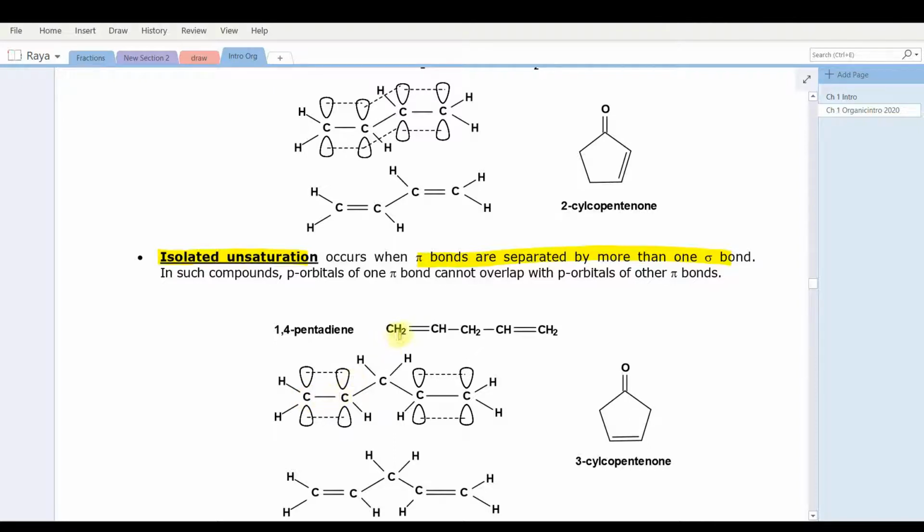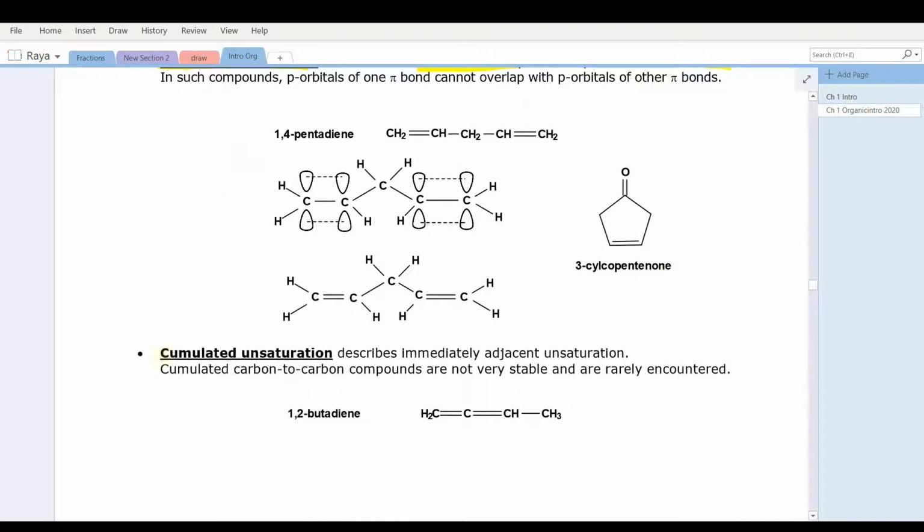The pi bond in the first 2 carbons, represented by the overlap of these 2pz orbitals, are separated from the pi bond on carbons 4 and 5. They're separated by 2 sigma bonds, and so any reaction that occurs on one pi bond is completely isolated or insulated from what's occurring on a second pi bond.